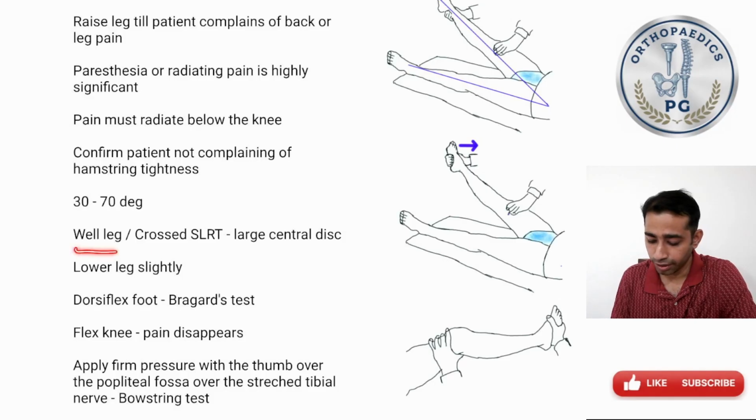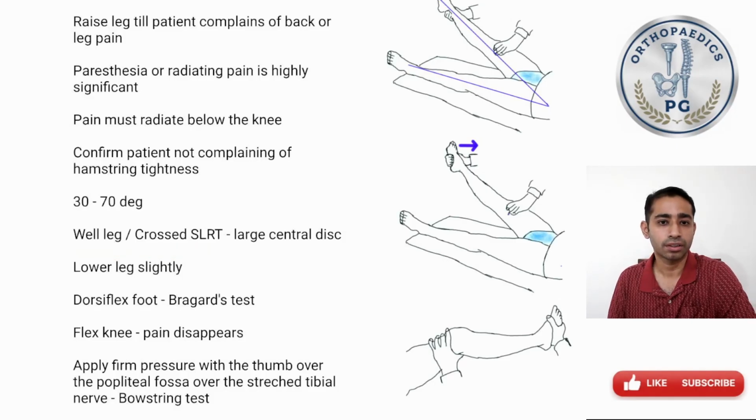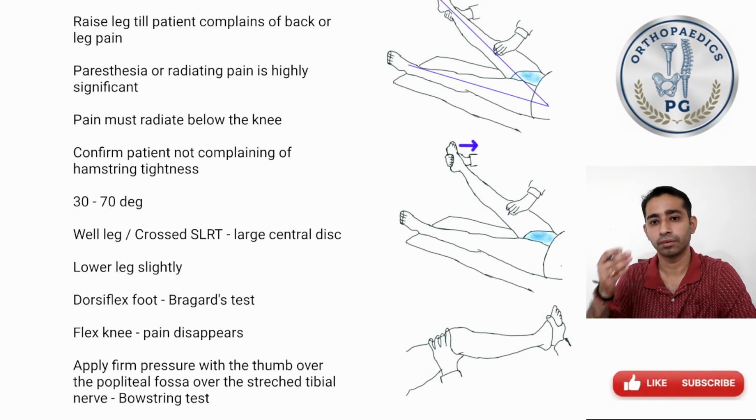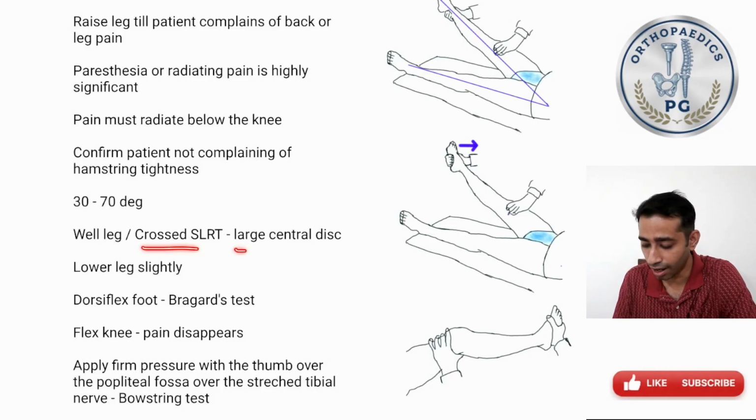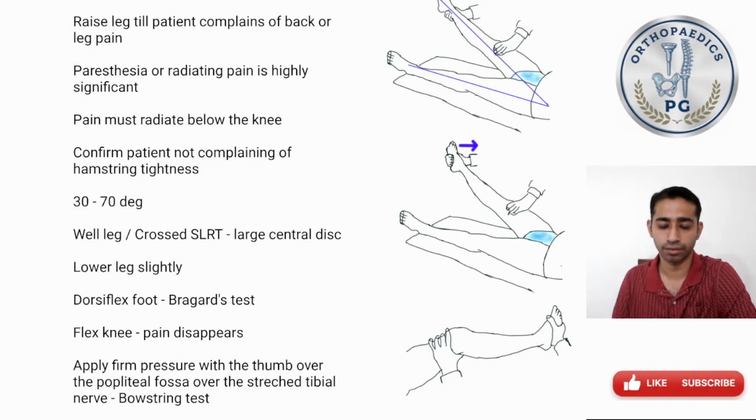We also look for any well leg or crossed SLRT. What is well leg or crossed SLRT is you do the Lasegue test on the leg that is not complaining of pain, and if you get pain on the side of the pain, so suppose the patient was complaining of a right side pain, you lift the left leg and the patient gets similar radiating pain in the right leg. This is known as crossed SLRT. This is suggestive of a large central disc herniation.